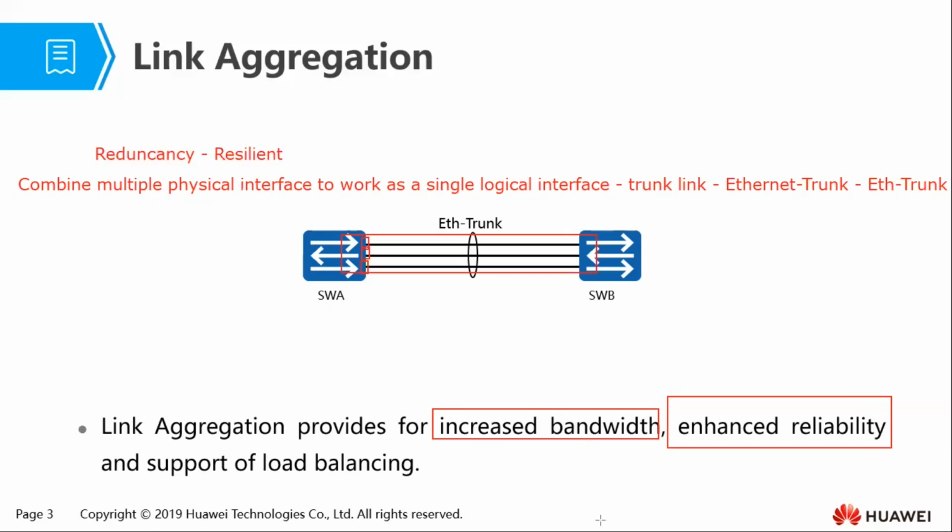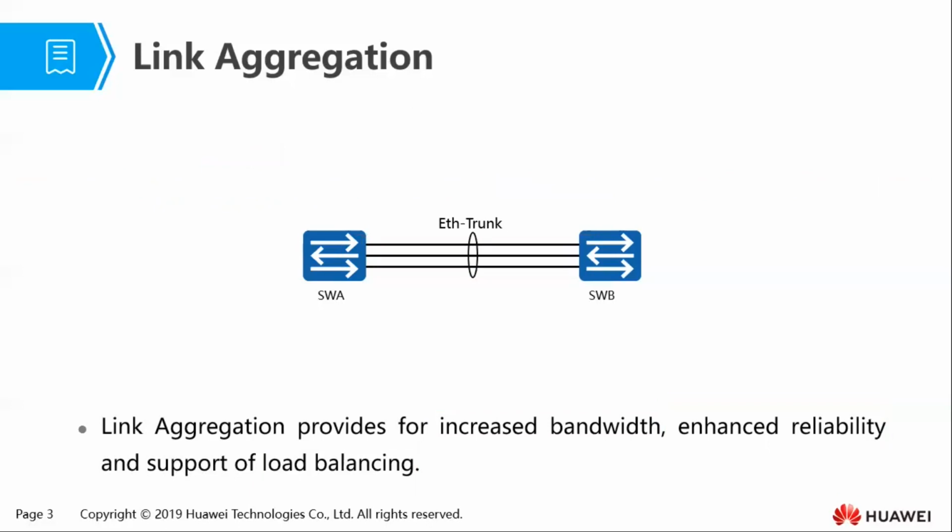And finally, link aggregation also supports what we call load balancing. That is, data is forwarded equally between all the combined physical interfaces, as we are going to see in the next few slides. So how does it work?